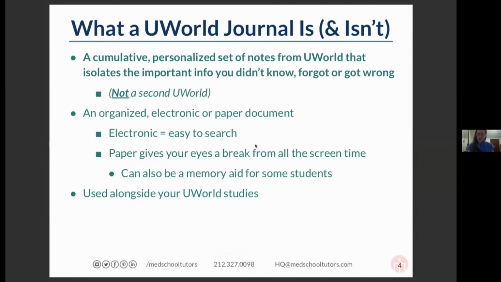So in my years as a tutor, I encouraged every student that I worked with to make a UWorld Journal. Essentially, this is a cumulative, personalized set of notes based on your experience in UWorld. So your UWorld journal might look entirely different than a classmate's UWorld journal. And the point is that the journal is really supposed to be a collection of things that you feel are high yield that you want to remember. Particularly, it should be a collection of things you got wrong, didn't know, or are really concerned and worried that you might forget moving forward.